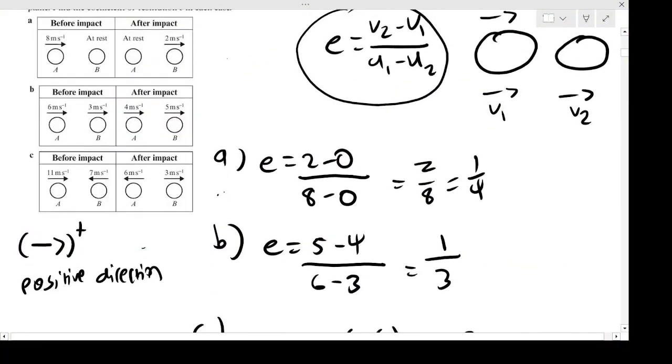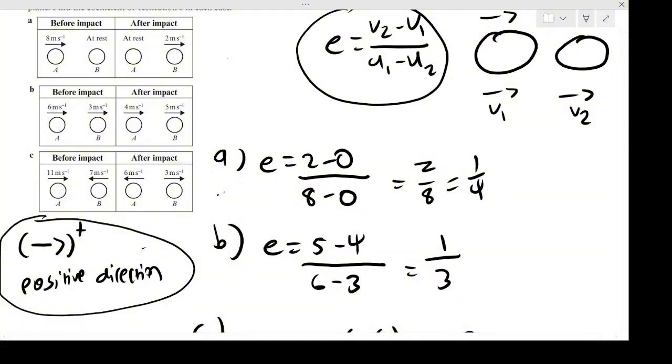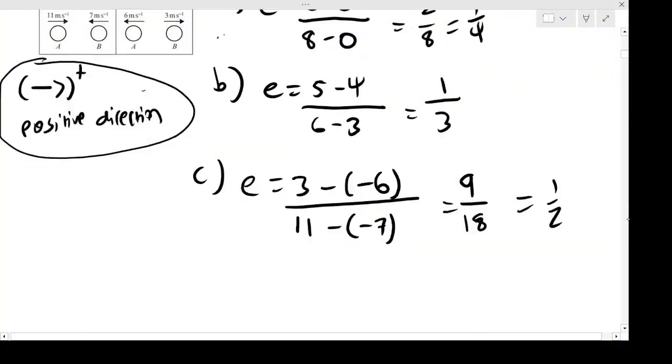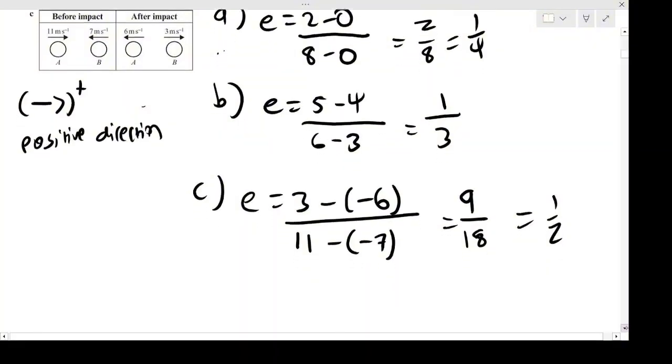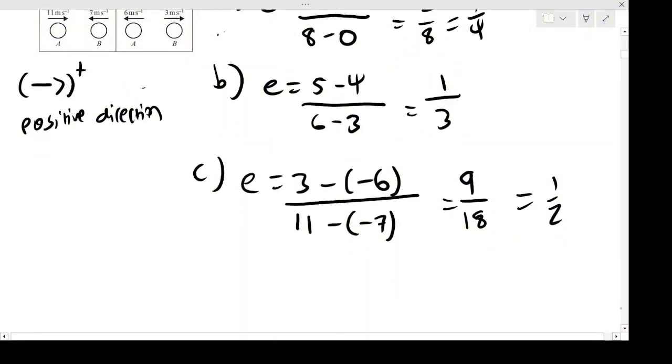Okay, we are going to take forwards to be the positive direction, and we need to negate things in the negative direction to make it positive. But that's generally how we're going to work out E. Okay, actually, before we move on to the next example, I just want to demonstrate again what the speed of separation and speed of approach mean, just to really reinforce what the concepts mean. So let's take part C.